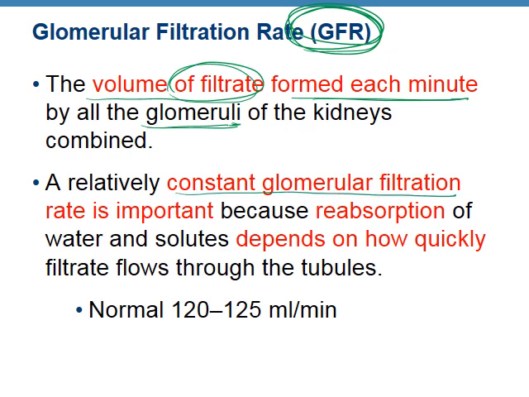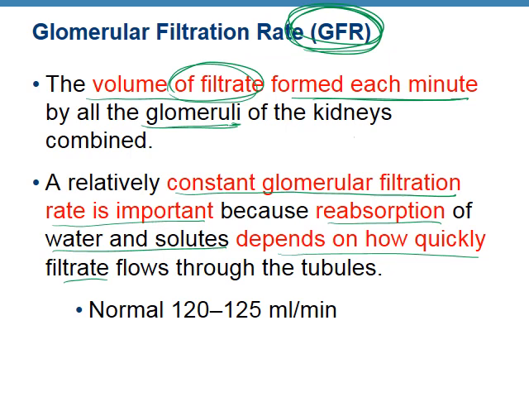A constant glomerular filtration rate is important because reabsorption of water and solutes depends on how quickly the filtrate flows. We talked about this with digestion. You do not want food just whipping through your intestines, right? If the food doesn't have a long enough time to sit there, you cannot reabsorb the nutrients from the chyme that's in your small intestines. So we want kind of a slow and steady, right? If you're trying to reabsorb and detect things like glucose and solutes and amino acids, you want that to be moving slowly through the kidney.